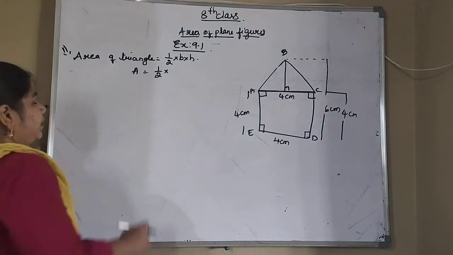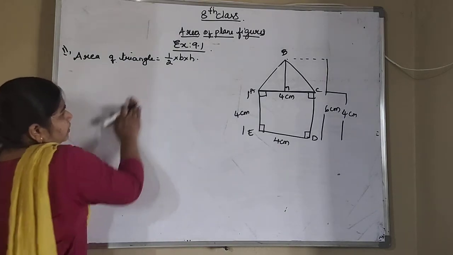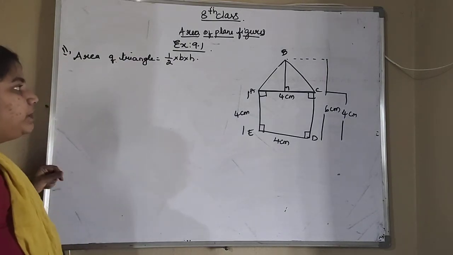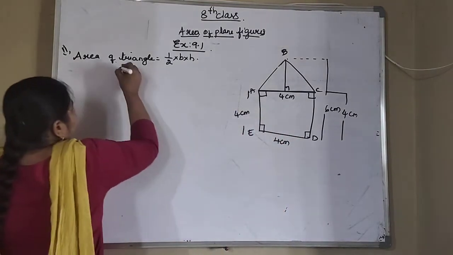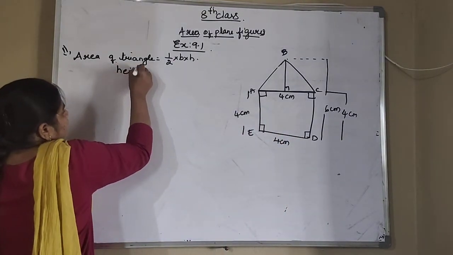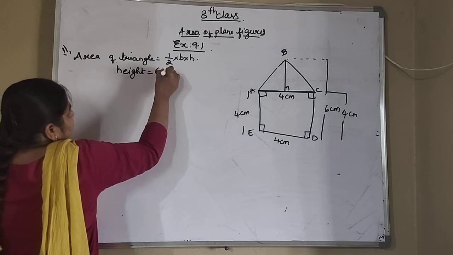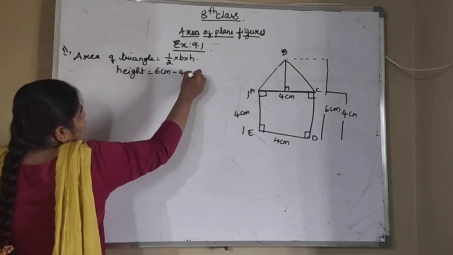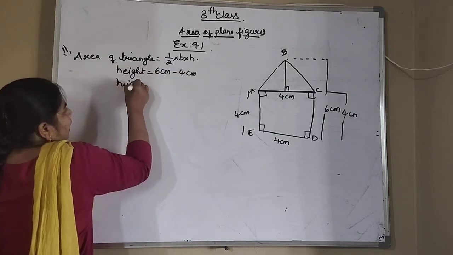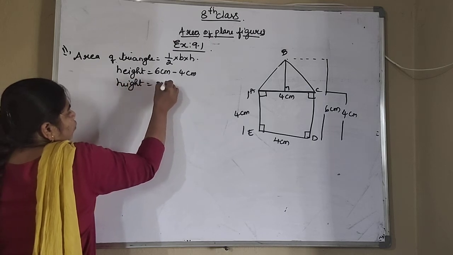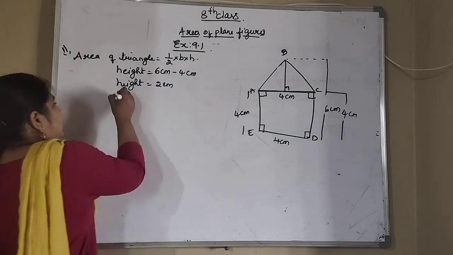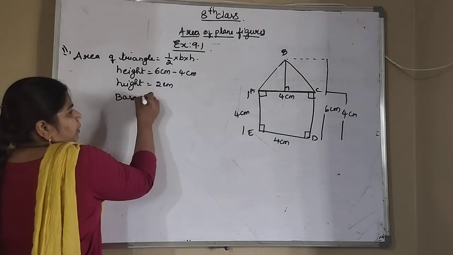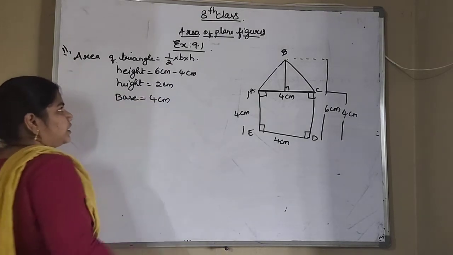So what can we write here? Before finding this, first we will find the height value. So this is the height. Height is equal to 6 centimeters minus 4 centimeters. Height is equal to how much now? 2 centimeters. So the height of the triangle is 2 centimeters and the base is equal to 4 centimeters.